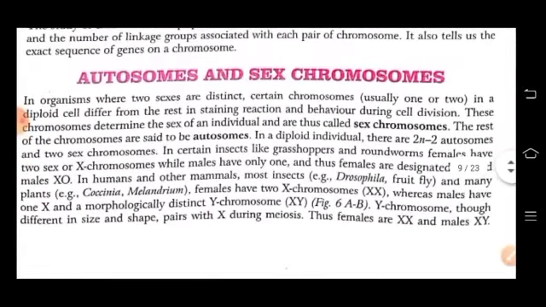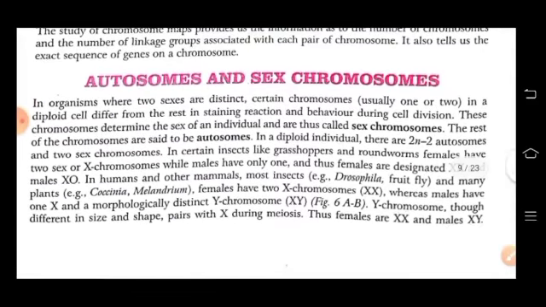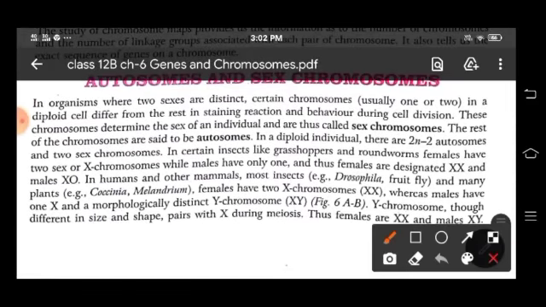So let's see the autosomes and the sex chromosomes. In organisms where the two sexes are separate, certain chromosomes, either 1 or 2 in a diploid cell, differ from the rest in their behavior and staining reaction during cell division. These chromosomes determine the sex of an individual and are called sex chromosomes. And the rest of the chromosomes are said to be autosomes. In a diploid individual, there are 2n-2 autosomes and 2 sex chromosomes.